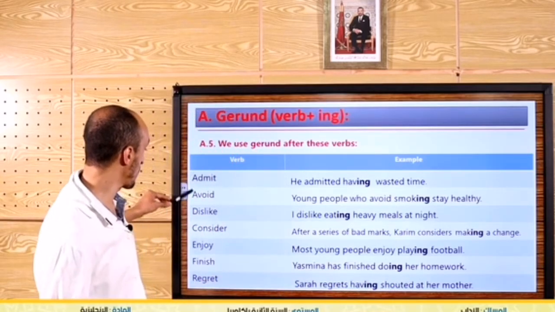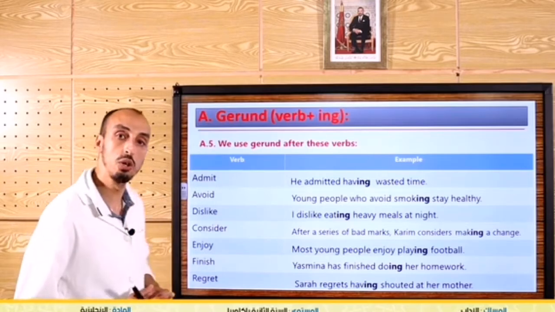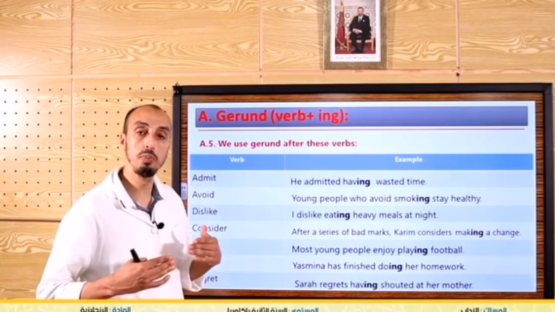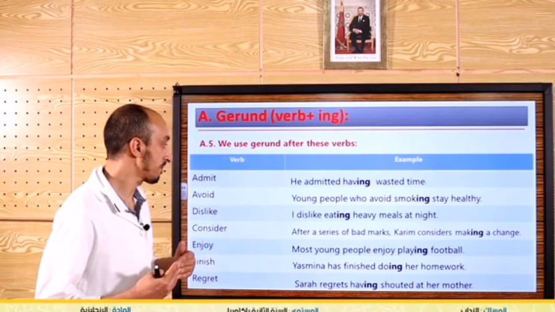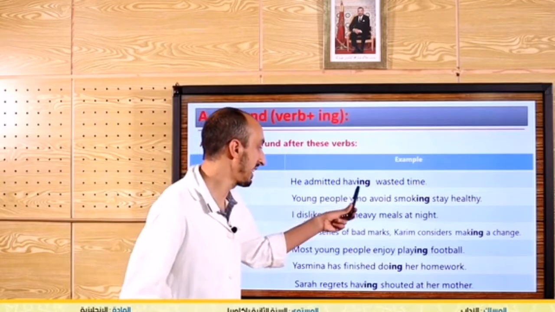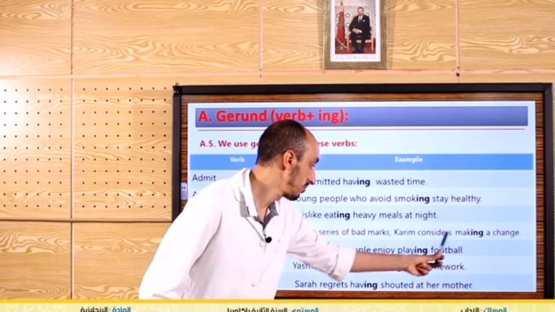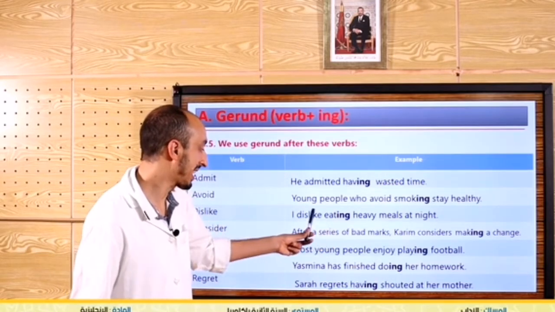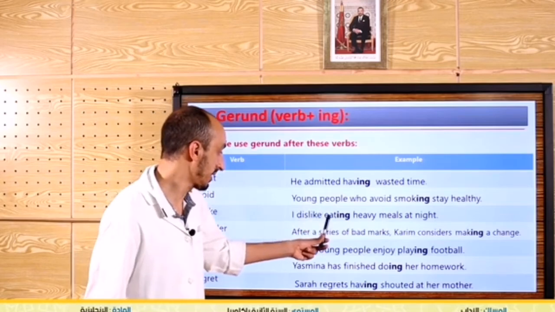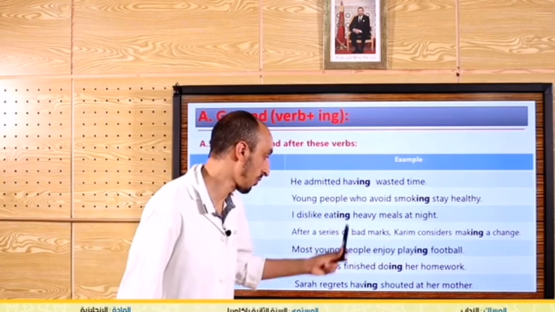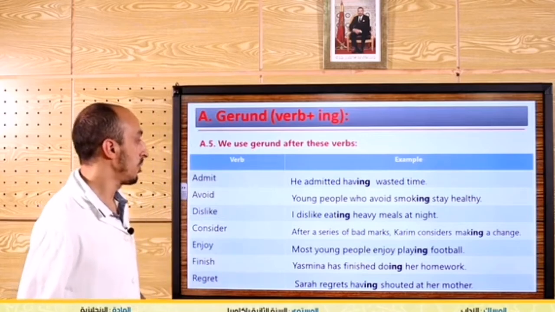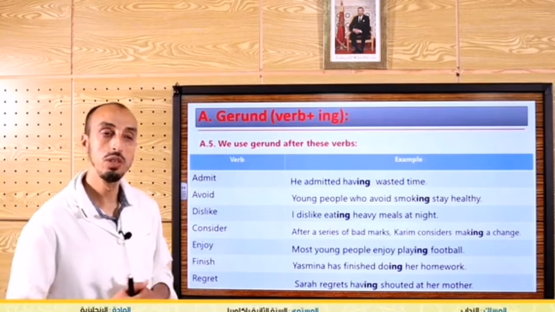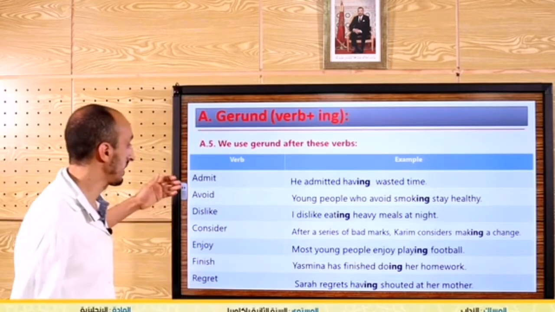So, if these verbs are followed by another verb, the verb must be in ing form. Like I dislike eating. We can't say I dislike eat. I dislike eating, the ing form. You can take a shot of this screen, or you can note down some ideas, especially these verbs.